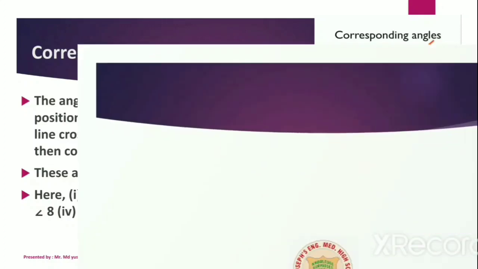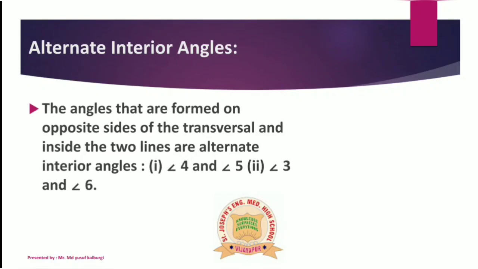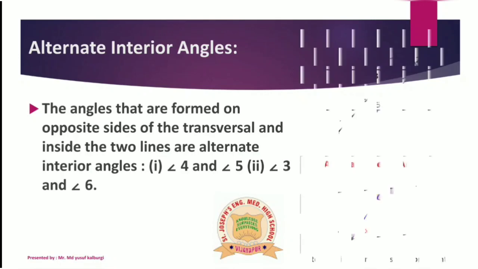Okay, so let's move to the next topic, alternate interior angles. What are these alternate interior angles? Let us define it first. The angles that are formed on the opposite sides of the transversal and inside the two lines are alternate interior angles. Now what does this mean? Let us understand it with the help of a diagram.